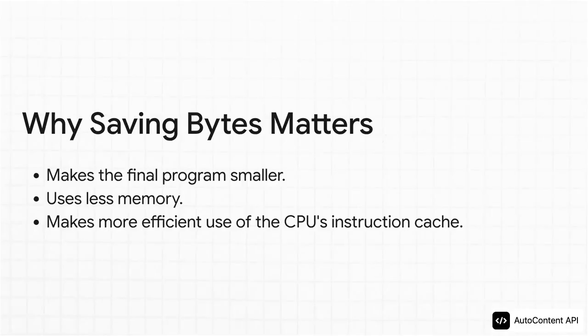Now, I know what you're thinking. 3 bytes, who cares? In a world of terabytes, that sounds like nothing. But you have to remember, this isn't happening once. This is happening constantly. Those 3 bytes saved over and over and over add up incredibly fast. And why does saving these bytes matter so much? Well, for one, it makes the final program smaller, which is always good. It uses less memory. But the big one, the really important one, is the CPU's instruction cache. That's a tiny, super fast bit of memory right on the chip that holds the next few instructions. The more instructions you can cram into that cache, the faster your CPU can run without waiting. It's a huge deal for performance.